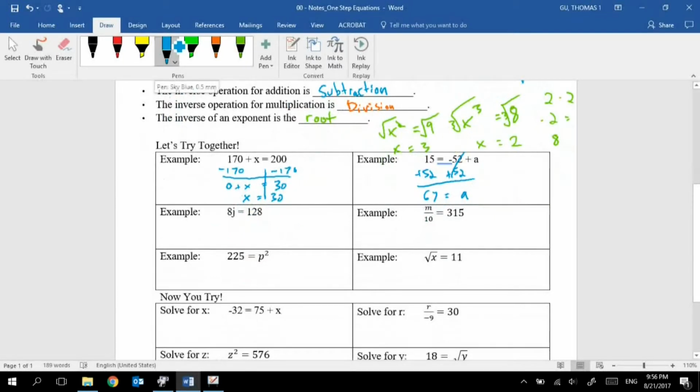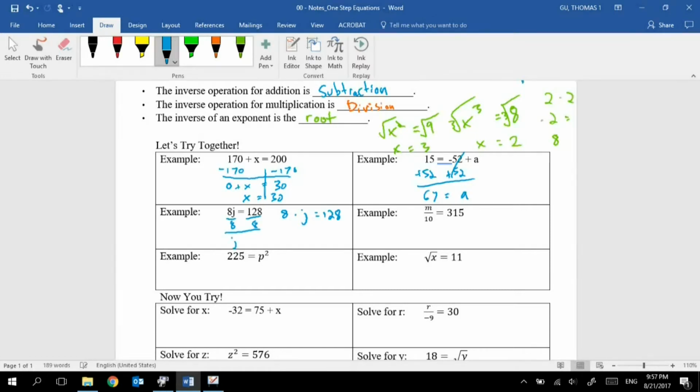8j equals 128. Remember, if you have a number and a letter next to each other, that's the same thing as having 8 times j equals 128. What was the opposite of multiplication? Look up here, back at your notes. It's in the orange on mine. Division. So we're going to do the opposite of multiplication, which is division. So we are going to divide by 8. Divide by 8. But we got to do it on the other side as well.